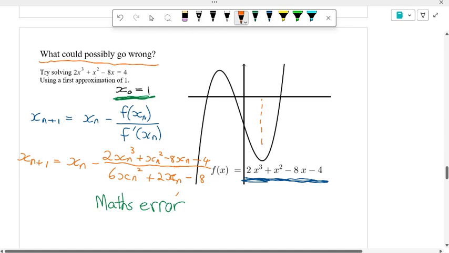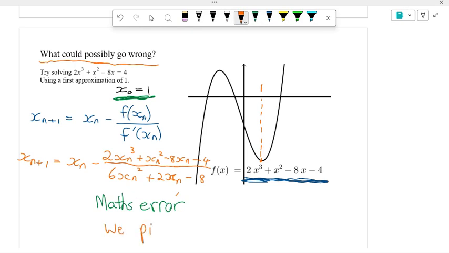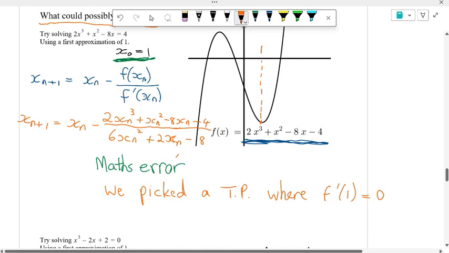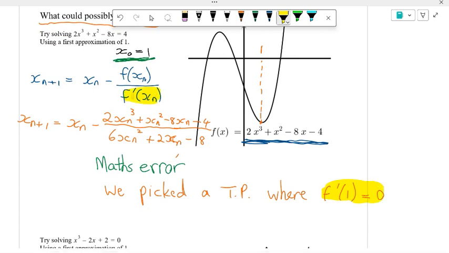I'm just going to show you 1, and f dashed of 1 is 0, 100%. We picked a turning point where f dashed of 1 equals 0, and that's why we got a maths error. Because this piece over here was 0. Okay, but it's not a huge problem, but it's just something you ought to be aware of.